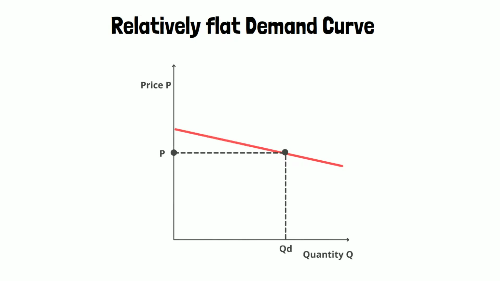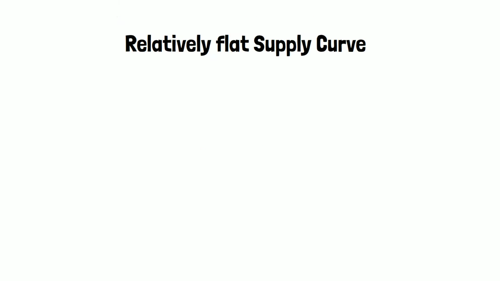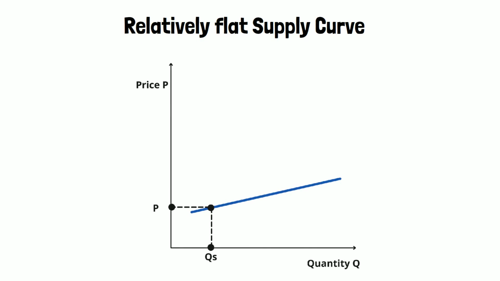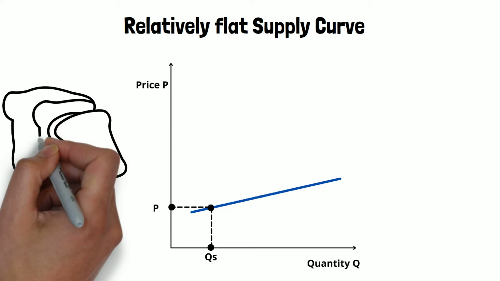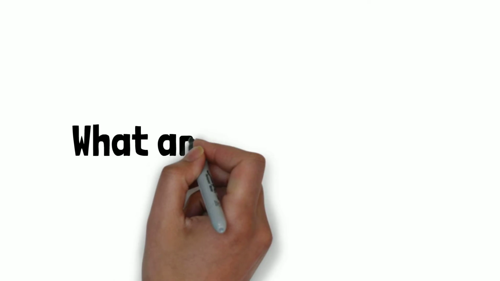In contrast, when there is a flat demand curve, consumers will decrease the quantity demanded significantly when the price increases. An example of this is pizza. If the price of a pizza increases, the quantity demanded decreases significantly. Again, this also holds for the supply curve. When the supply curve is flat, an increase in price will cause suppliers to increase their quantity supplied significantly. An example of this is bread. When the price of bread increases significantly, suppliers of bread are likely to supply a lot more bread.